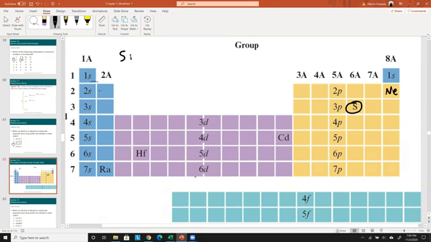Then each p orbital has how many boxes? 1, 2, 3, 4, 5, 6. How many electrons does a p orbital have? 6 possible. Makes perfect sense. If you want to look at D, 1, 2, 3, 4, 5, 6, 7, 8, 9, 10.